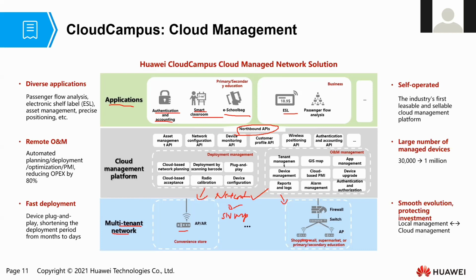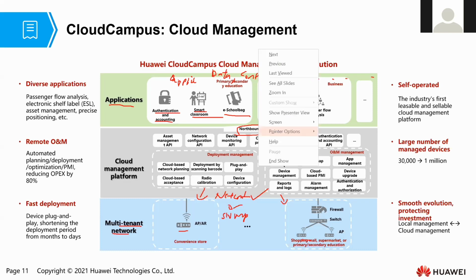So all these servers or applications will use the northbound API to get some data, such as maybe the configuration data, maybe the syslog data, and others. So applications can work with our NCE Campus through the northbound API to get all the information required. So this is the overall architecture for cloud management.